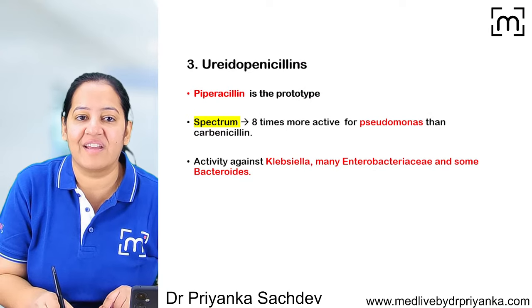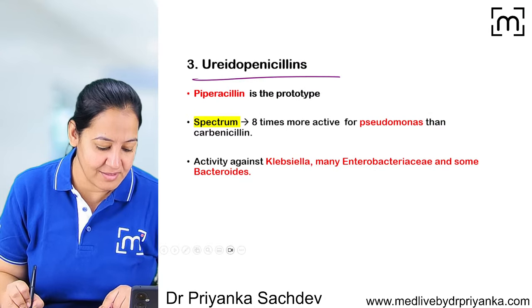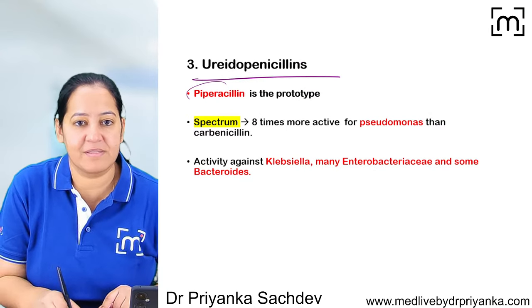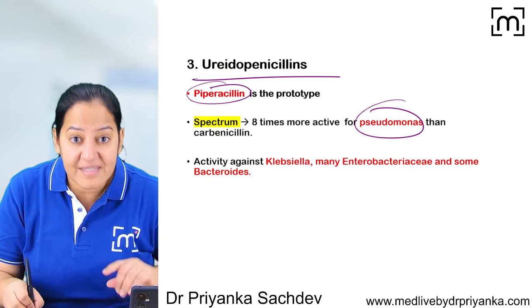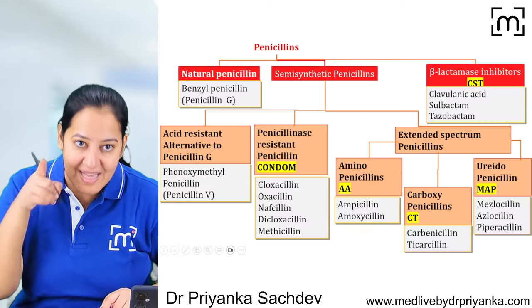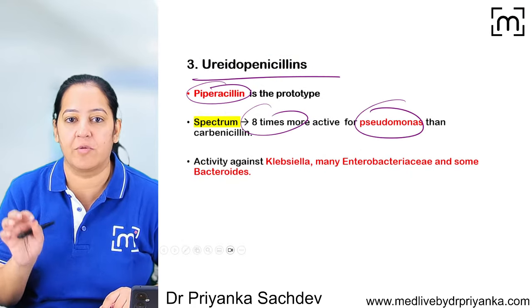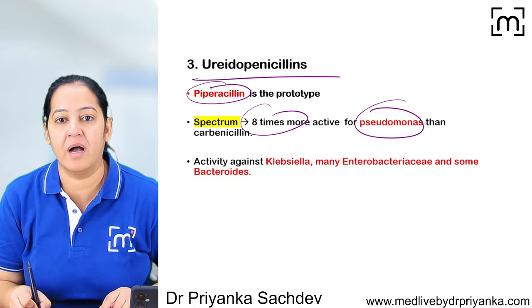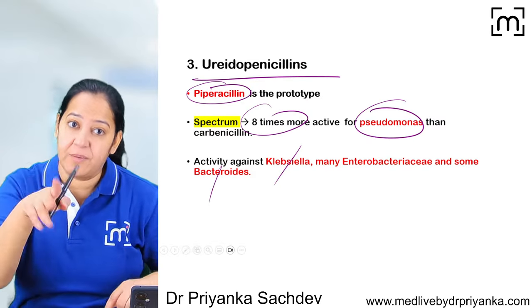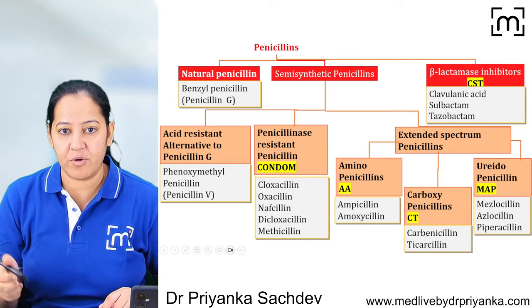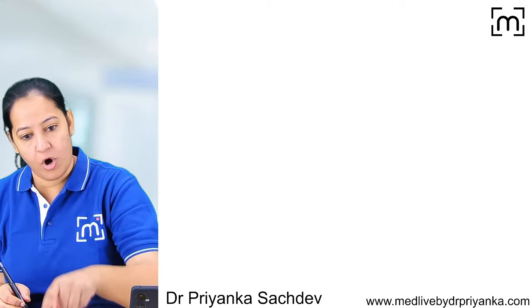The last and the third category is ureidopenicillin. Here, piperacillin is the prototype. Here, Pseudomonas is included like here, but it is 8 times more active against Pseudomonas as compared to carboxy. The best one. And here, it is also for Klebsiella, and for all bacteroides too. So the widest spectrum is in these. So, tell the spectrum of all three.